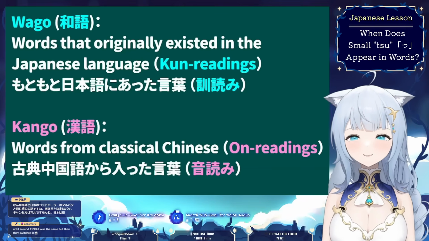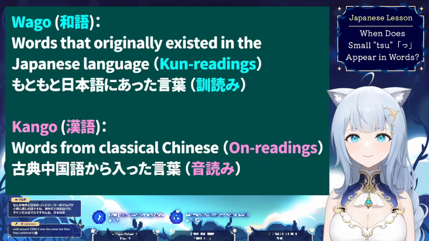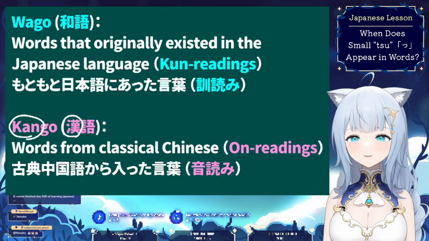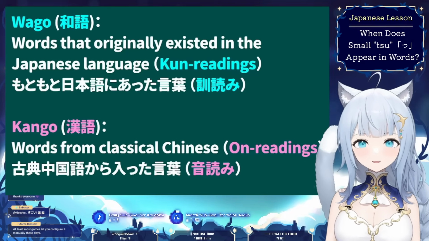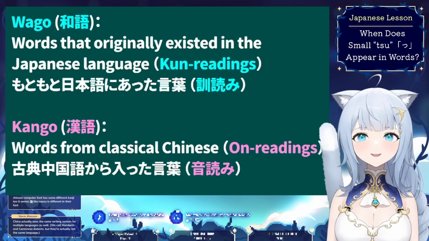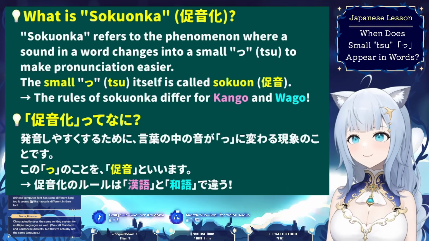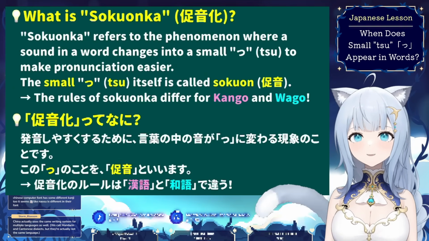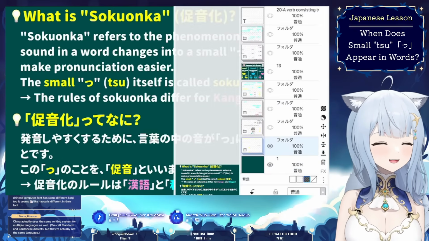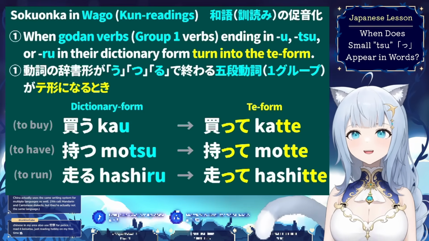Yes, because a long time ago Japanese kanji came from China, and today we have Japanese original readings plus classical Chinese readings. And kan means Chinese. Wago is in kun reading; kango is in on reading. Anyway, today's topic is Japanese kun reading wago and on reading kango, and the rules of sokuonka, where small tsu appears, differ for kango and wago. First, I will go with wago. Rule number 1: sokuonka in wago kun readings.